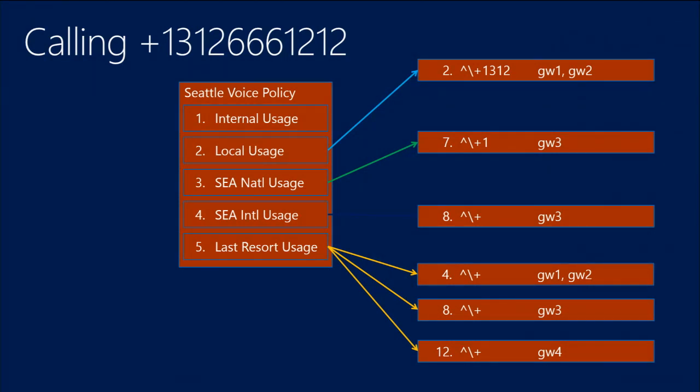Now we've got 2 gateways in there. Which one are we going to pick? Whichever one it feels like. It might be gateway 1, might be gateway 2. With 2 gateways or trunks in the same route, we're just going to pick one.